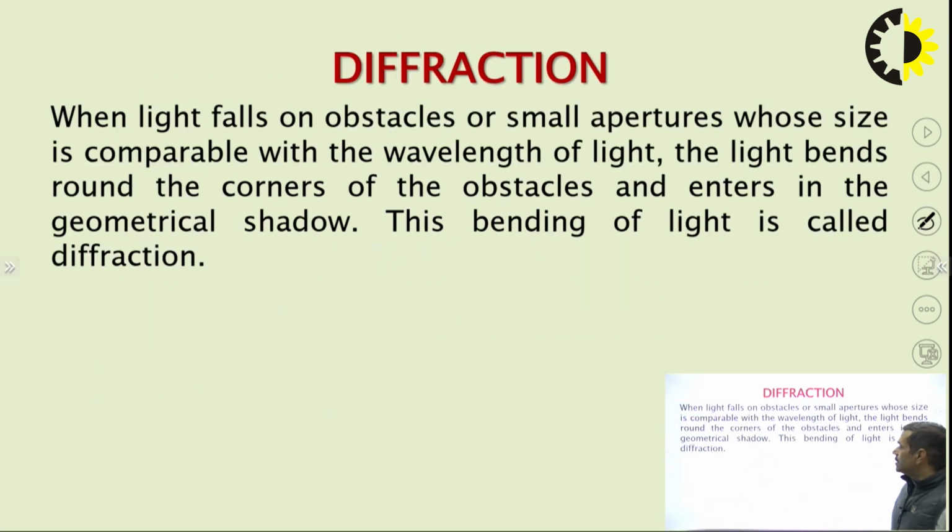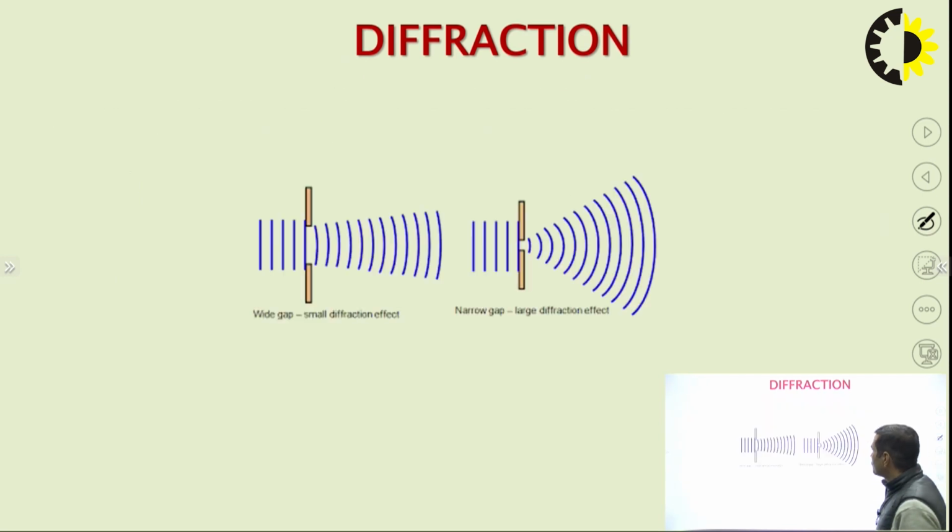So first I will discuss what is diffraction. Basically, when light falls on obstacles or small apertures whose size is comparable with the wavelength of light, the light bends around the corners of the obstacle and enters the geometrical shadow region. This bending of light is basically called diffraction. The basic requirement for a good diffraction effect is that the size of the aperture should be comparable to the wavelength of the light source.